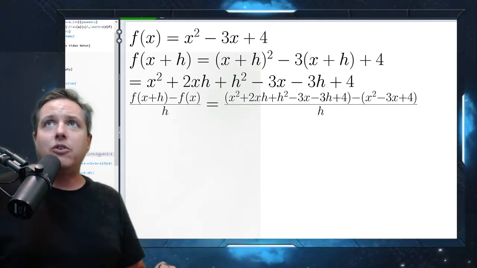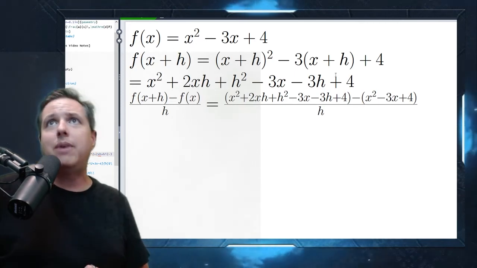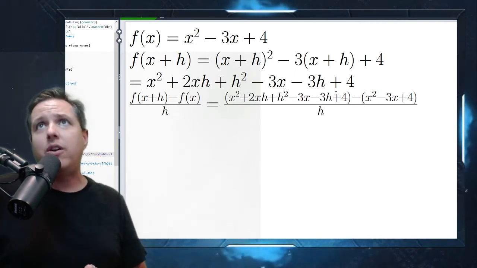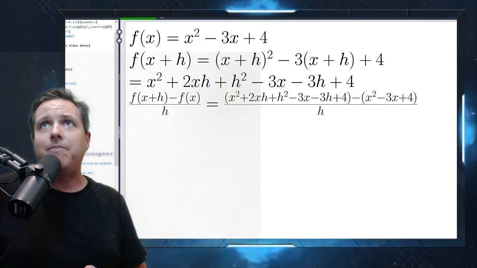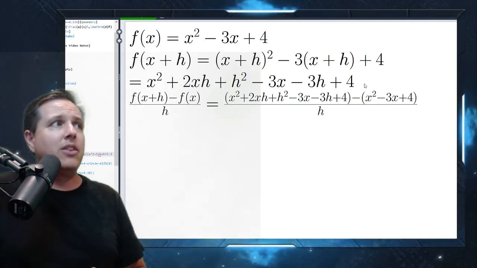So you can see this first set of parentheses, that's just the f of x plus h that we calculated up here, right? The x squared plus 2xh plus h squared minus 3x minus 3h plus 4. That's what this parentheses is. And then we have the minus f of x. So this is the f of x part. We just go up and look at our original function, and then we put it in here.